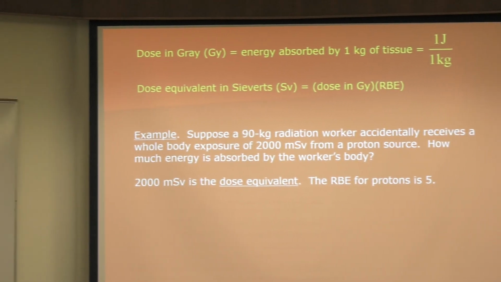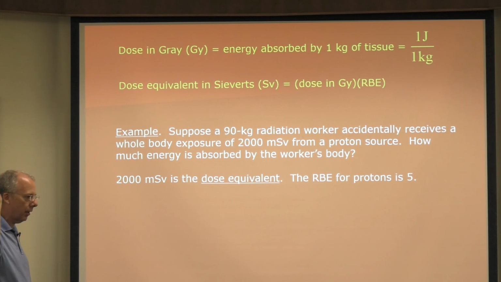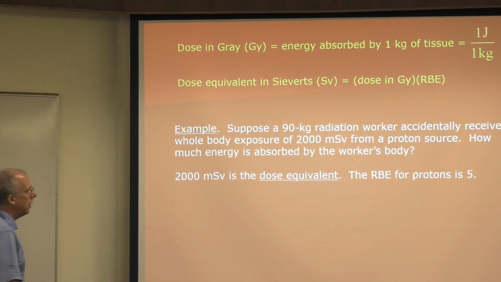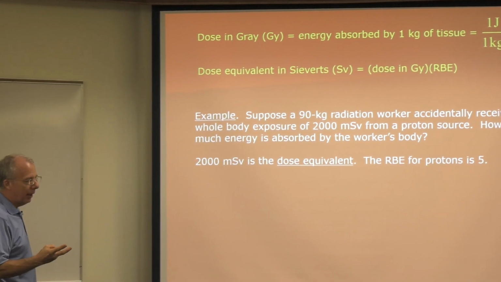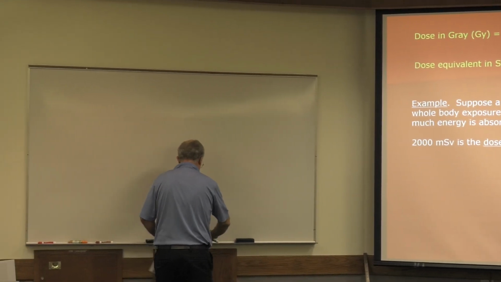These are the metric system units, or the modern units. There are old-fashioned units, and I'm not even going to talk about them. Nowadays people talk about grays and sieverts. In the olden days they talked about rem and rad, and we don't care about that.